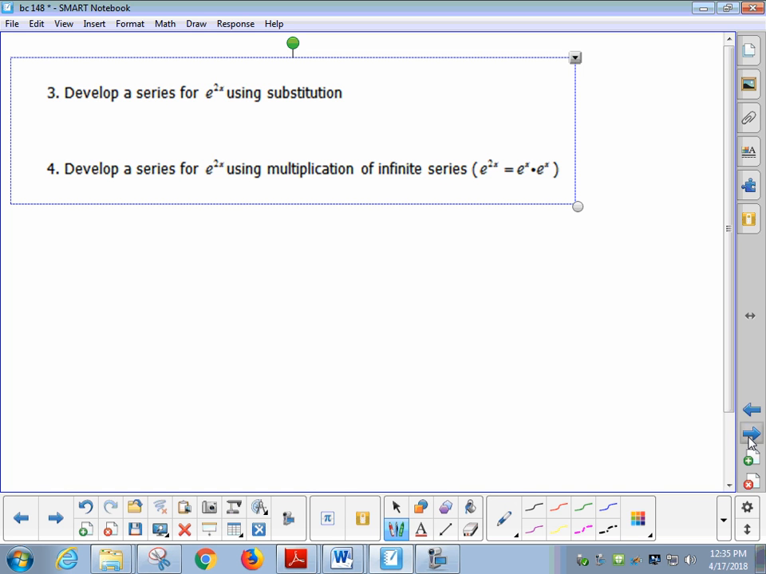e to the 2x by substitution is 1 plus 2x plus 2x squared over 2 factorial plus 2x cubed over 3 factorial plus 2x to the n over n factorial.